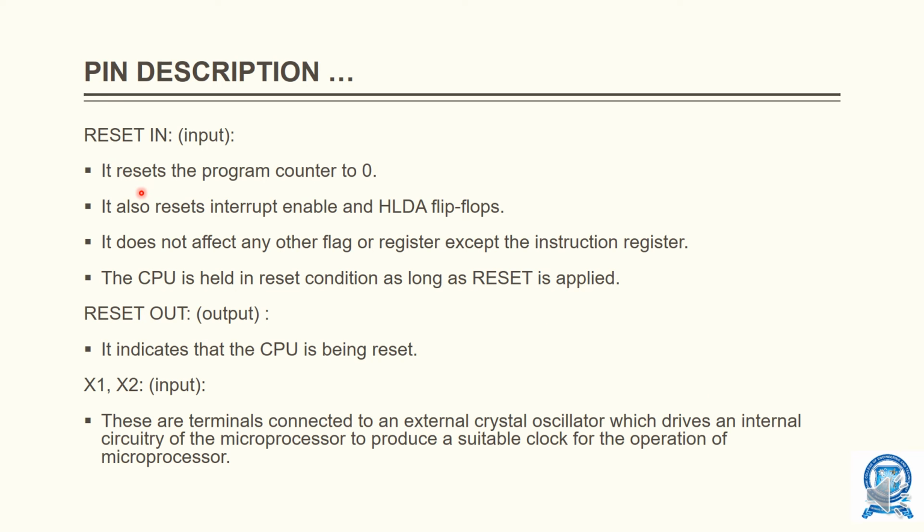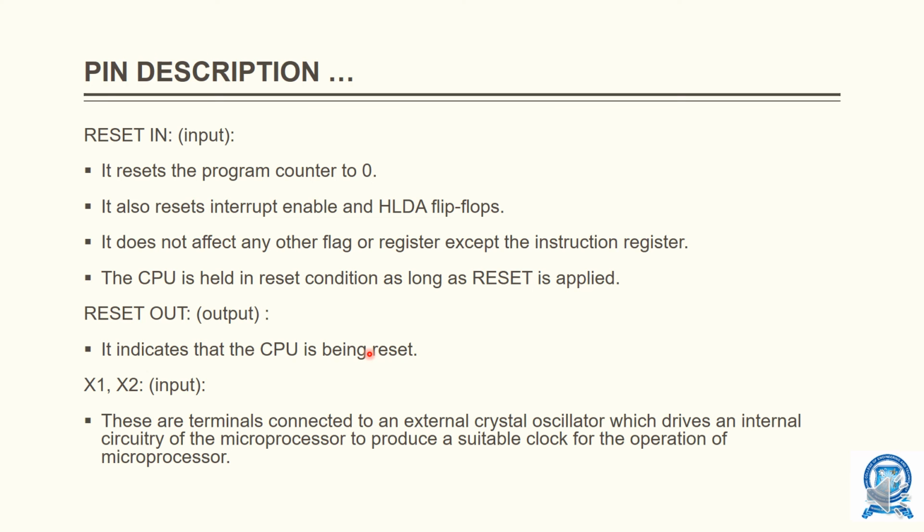Reset. It resets the program counter to 0. It also resets the interrupt enable and HLDA flip-flops. It does not affect any other flag or register except the instruction register. The CPU is held in reset condition as long as a reset is applied. Reset out. It indicates the CPU is being reset.